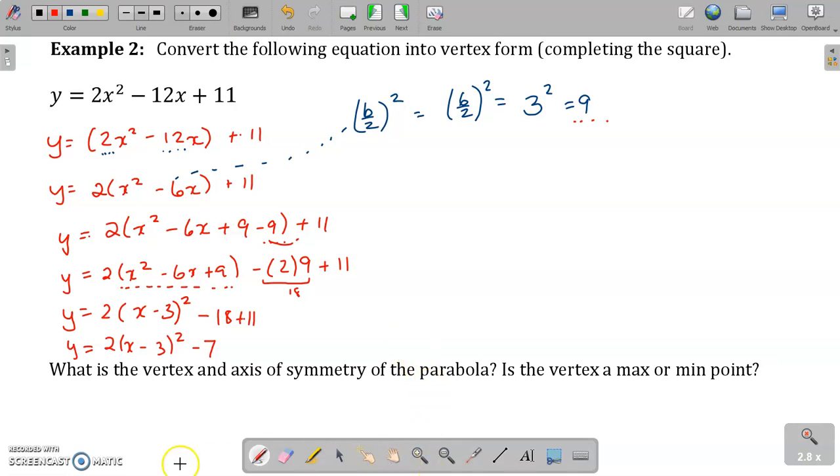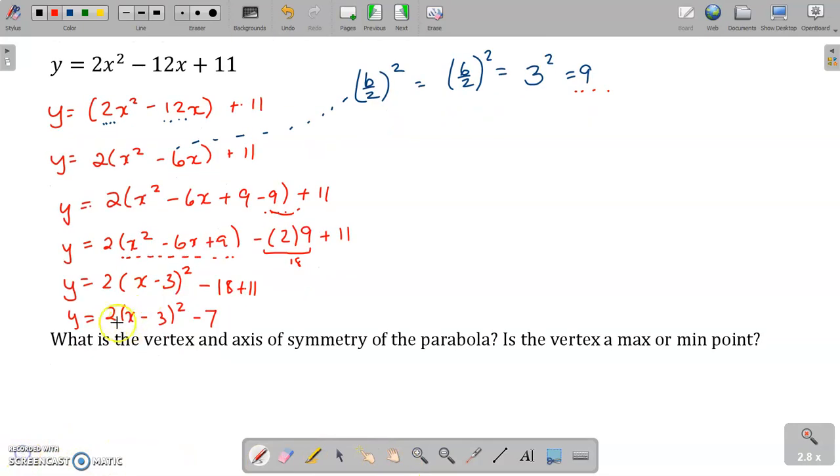So I'm just going to move the page up a little bit. So now that we have the equation in vertex form, we can say, oh, just a moment. Sorry, just a bit of an interruption.